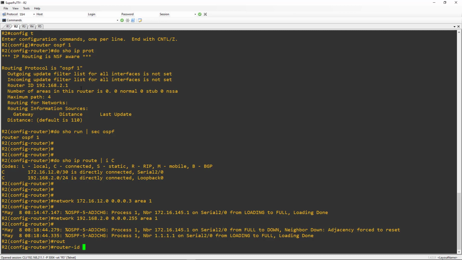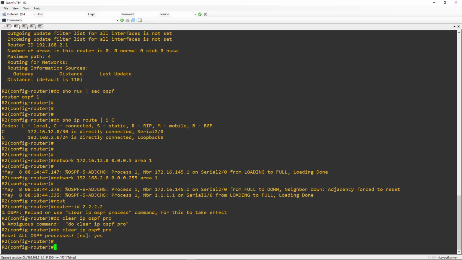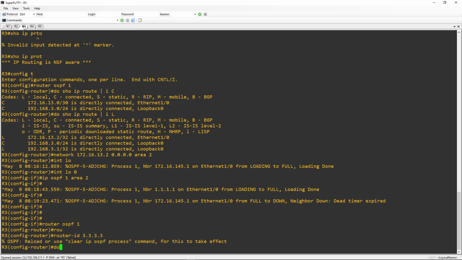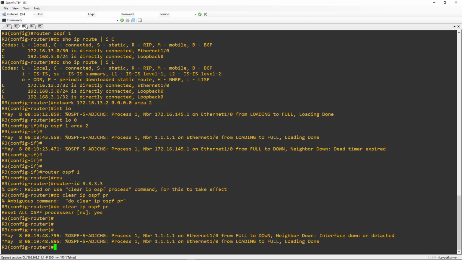So let's go ahead and set the router ID on this guy to 2.2.2.2. Do a clear IP OSPF process. Yes. And we'll do the same thing on router 3. Router OSPF 1. And we'll say router ID, in this case, 3.3.3.3. And do a clear IP OSPF process. It is highly recommended that you manually configure the router ID, even though it's not technically necessary. Because again, that means that you have something that's more predictable and more consistent.